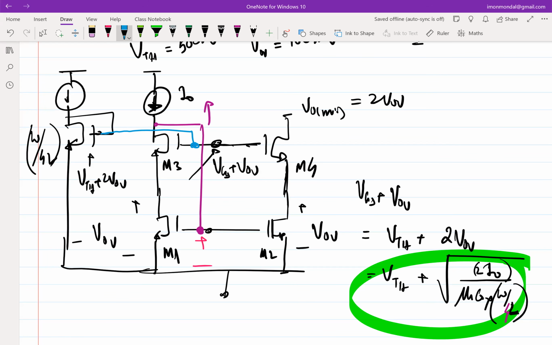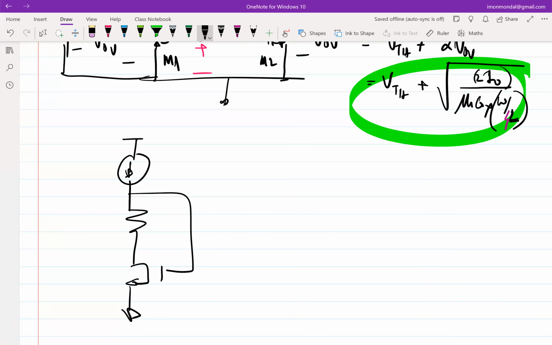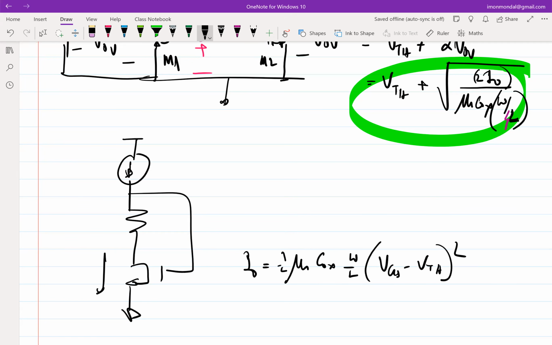Let's say I have something like this. So what is the current? The current I naught is still half mu n C ox W by L times VGS minus threshold voltage, whole squared. If I flip it and write, it will be the same expression, right? The expression won't change as long as the transistor is in saturation. Okay. Any questions?